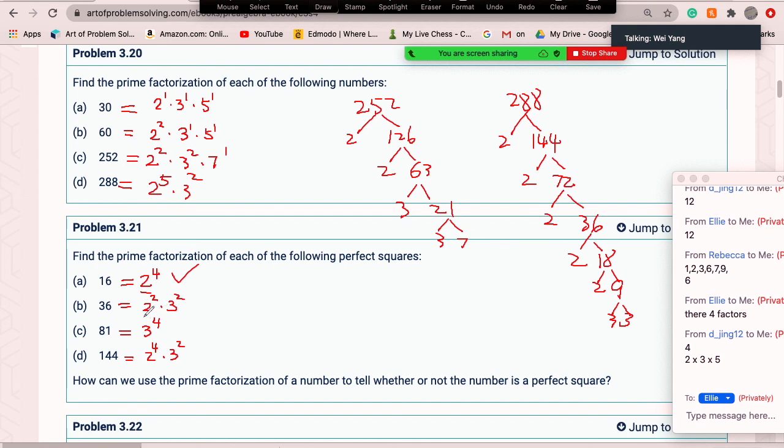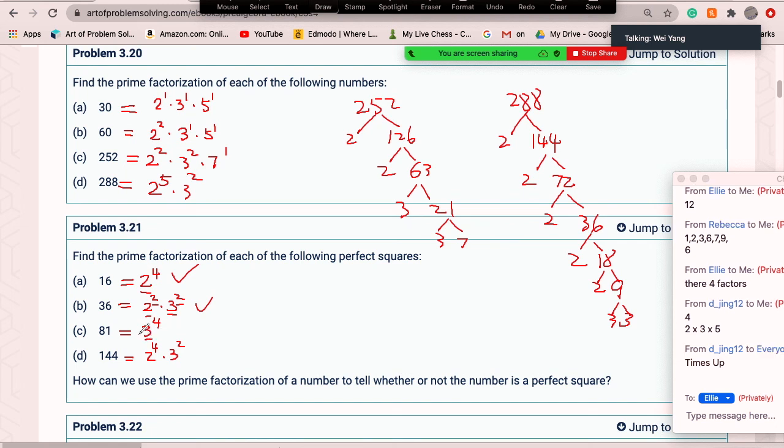Now for 36, you have 2 factors, 2 and 3. Then you check each one. Say if the exponent of each is an even number. That's 2, this is also 2. So that means this one is a perfect square number. Now this one, 81, you only have 3. Okay, time's up. So we can stop here.